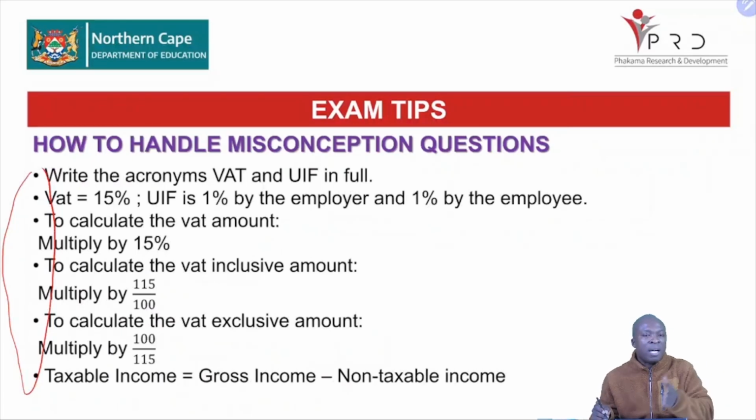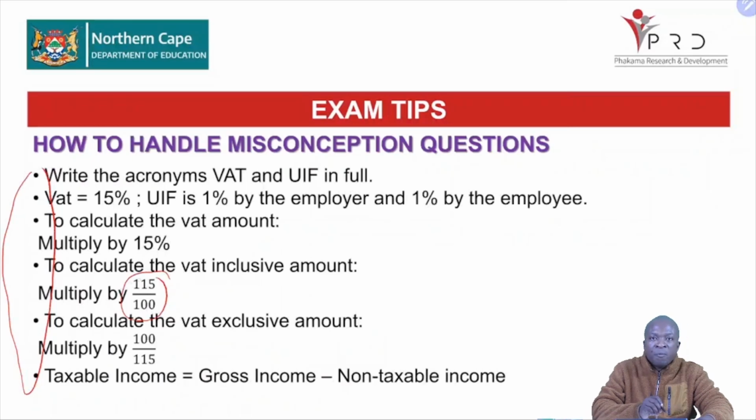VAT means value added tax. UIF means what? Unemployment Insurance Fund. Remember that VAT is 15%. UIF is 1% from the employee, 1% from the employer. So how much goes into the fund? 2%. All right. When they say calculate VAT inclusive, I want you to multiply by 115%.